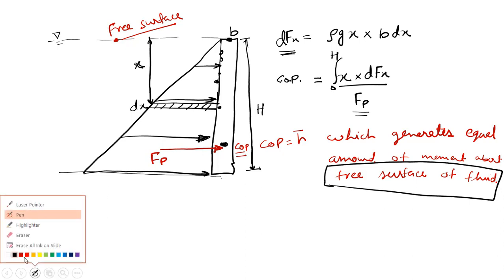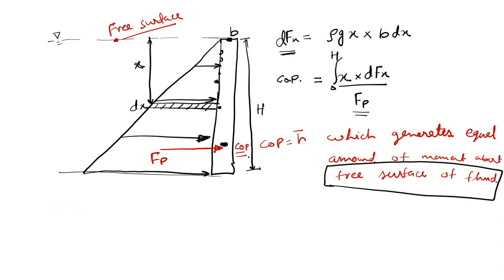So now I hope it is clear to you all. What is the moment due to Fp? It is nothing but Fp into COP, or Fp into h bar. And what will be the moment due to all elements? Due to one element it is x into dFx. And how to calculate for all elemental forces? This is dFx, one elemental force, and there will be multiple elemental forces. For that I have put an integral, because I want to do summation. What is the notation for summation? Integral. So 0 to h I will integrate, right?